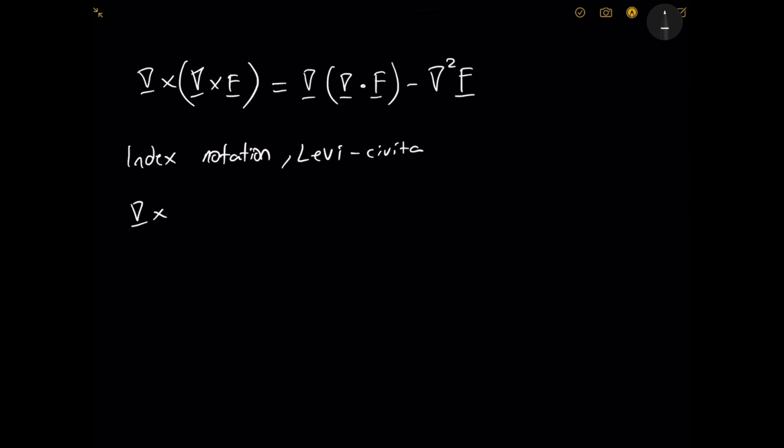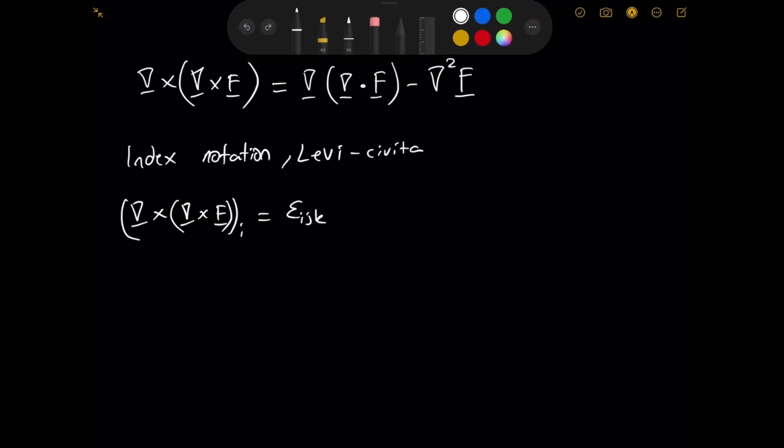We will first consider the ith component of the left side. This will be equal to epsilon ijk, then the jth component of the first one, and by the way, this is the first one. So the jth component of that, I'll denote with del j, and then the kth component of this. Let's write that out. The kth component of this.